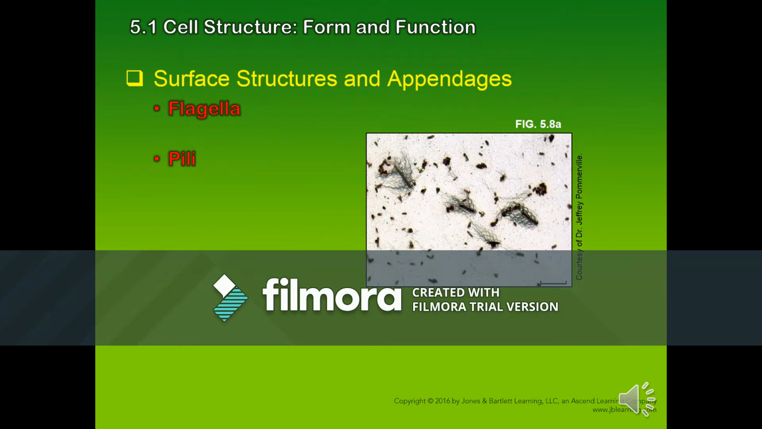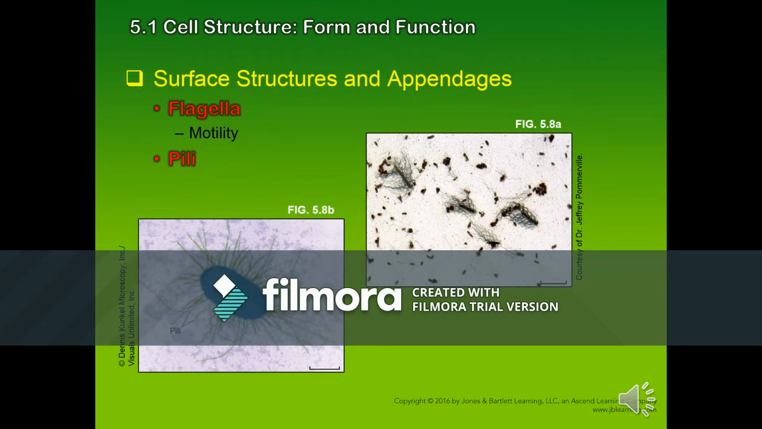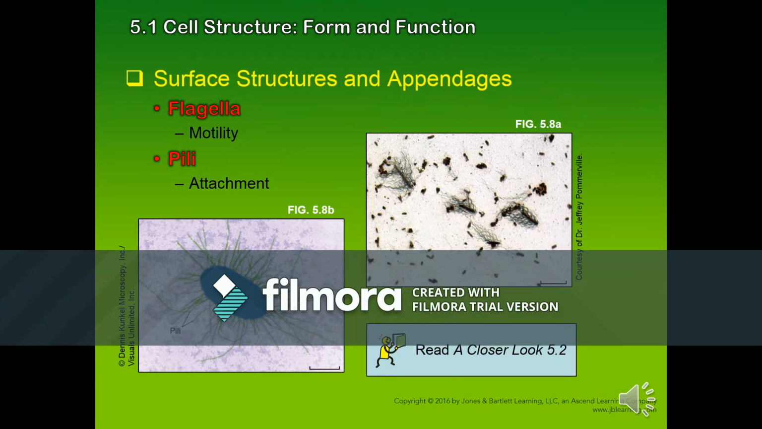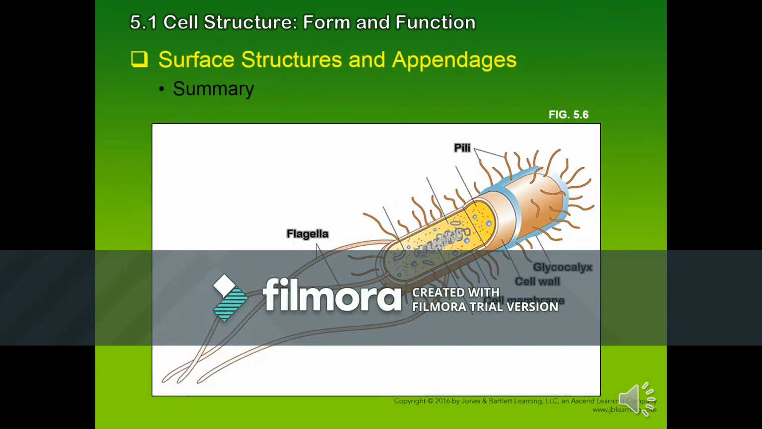Things that help move the cell around are the flagella. Okay, that's the mobility, and then just to get things to stick to a surface, you have the attachment of the pili. Okay, so the pili are the short ones, the flagella are the long ones that go for movement. Okay, so here's just a summary of the things on the outside of the cell.